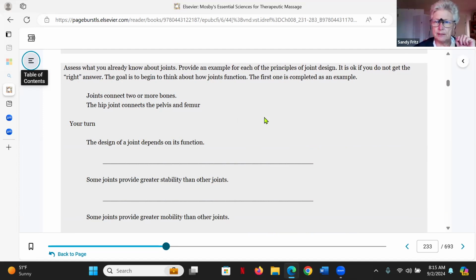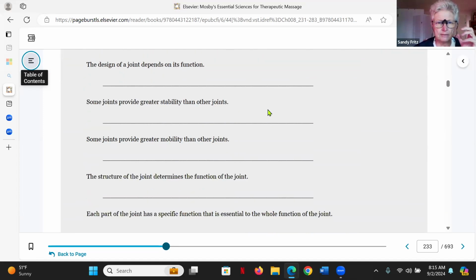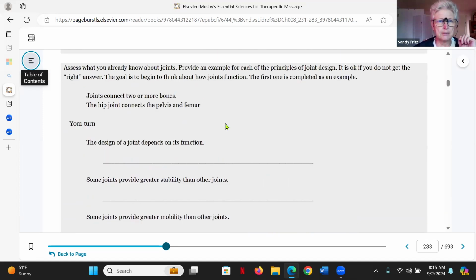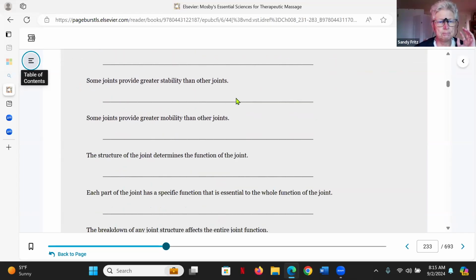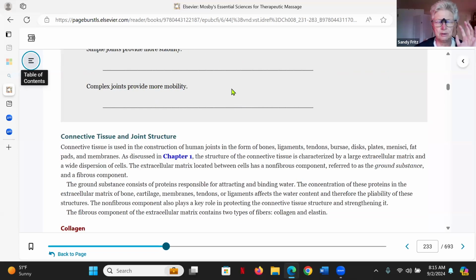Do these activities, they are retention-based activities. This one is asking you to provide an example of joint design. So I usually, again, will provide an example. You don't have to spell right, all that. This is a learning activity.